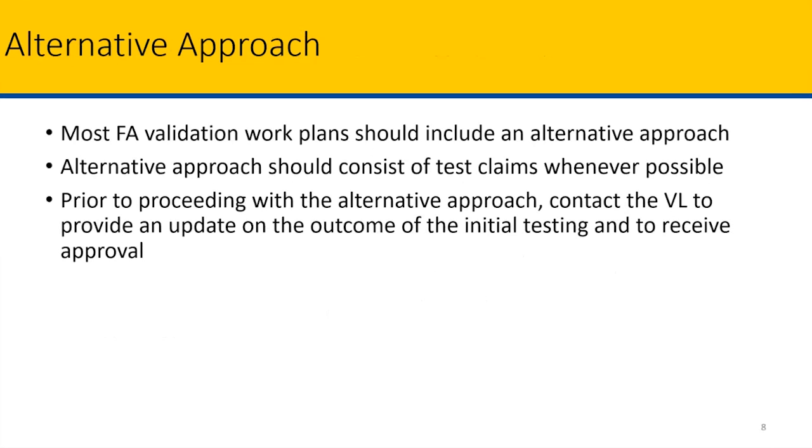The IVA should include the alternative approach in the validation work plan. Since the expected outcome is that the sponsor will have corrected the issue, the universe may likely be clean, and therefore samples that meet the criteria may be difficult to find. Thus, an alternative approach is necessary. In the event an alternative approach is required, the sponsor should reach out to the validation lead to discuss and receive approval to carry out the alternative approach testing prior to proceeding.